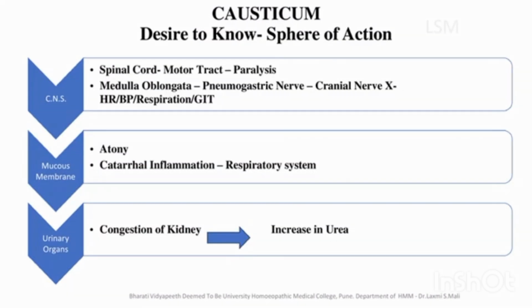Causticum predominantly affects the central nervous system, in which the spinal cord, the motor tract is affected, which results in paralysis. It affects the medulla oblongata, the pneumogastric nerve, the 10th cranial nerve, which affects the heart rate, the blood pressure, respiration, and the GIT functions. It also affects the mucous membrane, where it causes catarrhal inflammation, which affects the respiratory system. It causes congestion of the kidneys, which results in increase in urea.